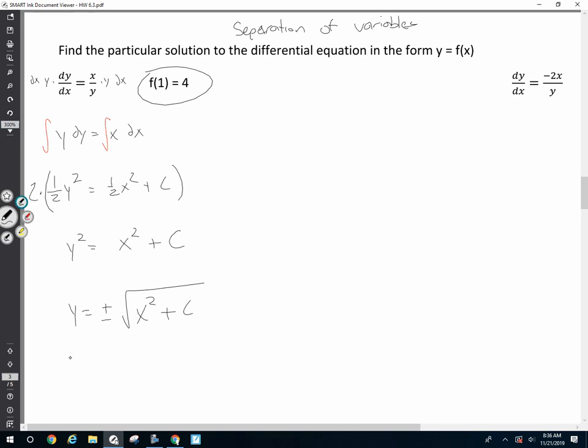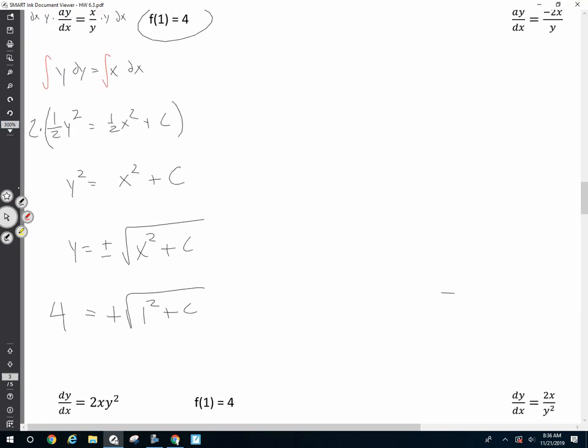So if I plug in 1, I better only get the positive from the square root. Because if I plug in 1, I better only get positive 4. So this turns into 4 equals just root 1 plus c. I square both sides. I get 16 equals 1 plus c. c is equal to 15. So I don't put plus or minus, just the plus.